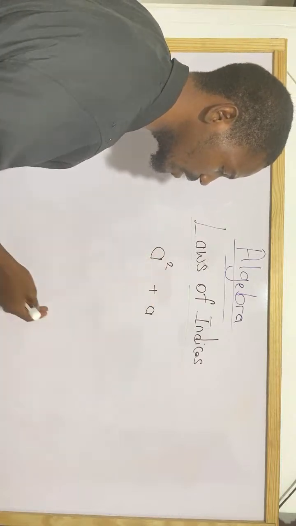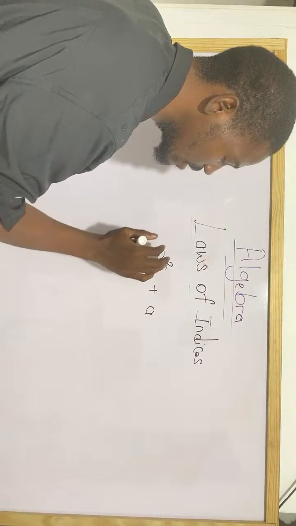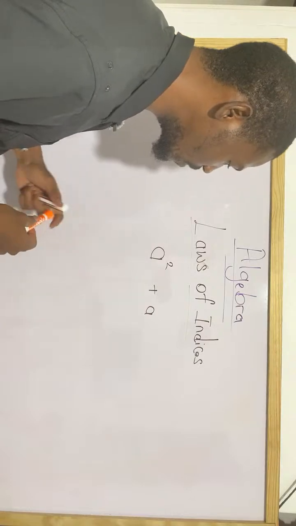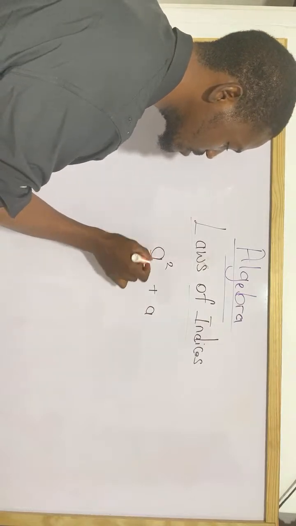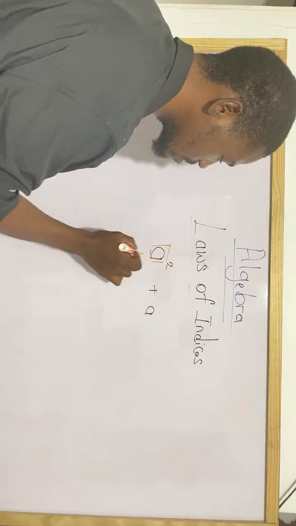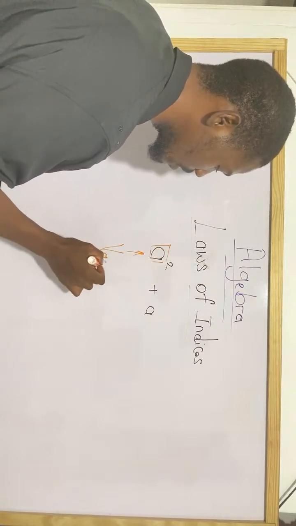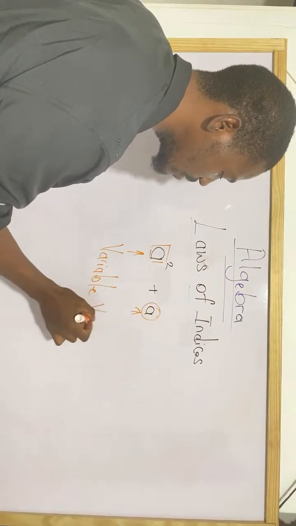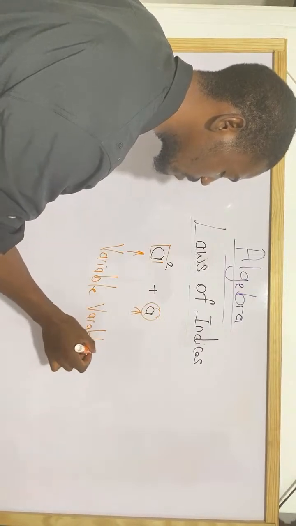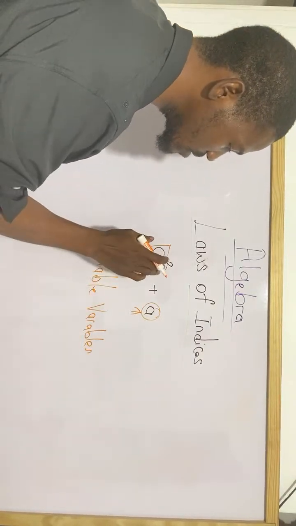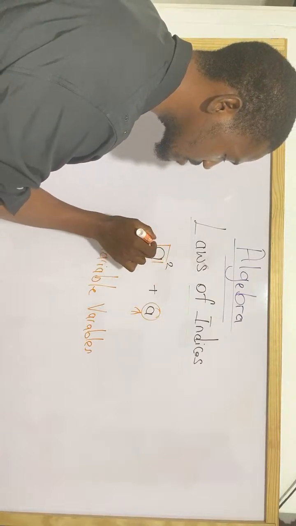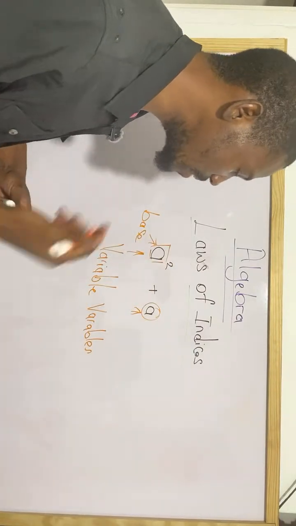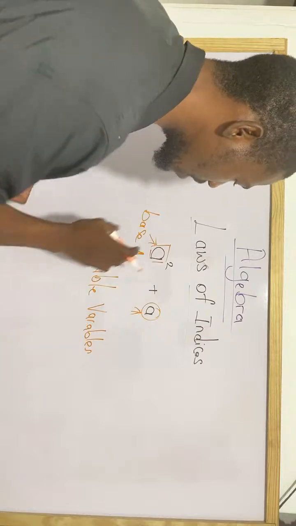So a squared plus a, if you look carefully, both of these are a's, right? One of the things you must understand is that in algebra, these are what you call variables. This is a variable. This is a variable. These two are variables right here. But not only that, the square right here is saying that this a is the base of the index 2. So the base of the index 2 is actually a.